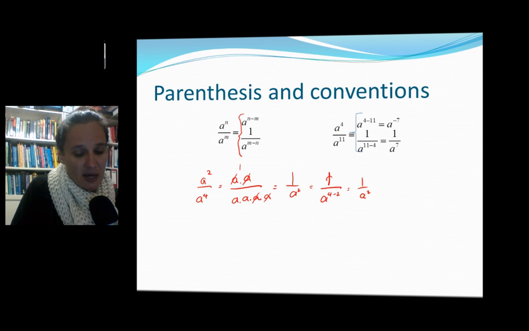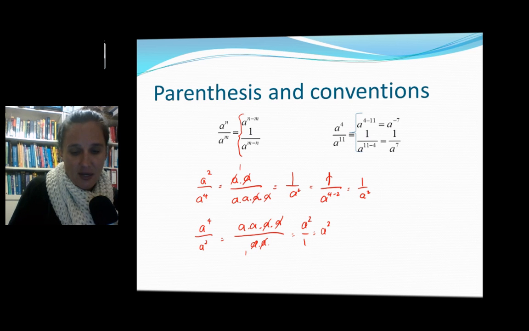If we do this the other way around, we have a to the power of 4 divided by a squared. So 1, 2, 3, 4 a's at the top and 2 at the bottom. We cancel 1 and 1, 1 and 1. We're left with a squared on 1, which is just a squared, which is our top example here. So what we had here was a to the 4 minus 2 is equal to a squared.